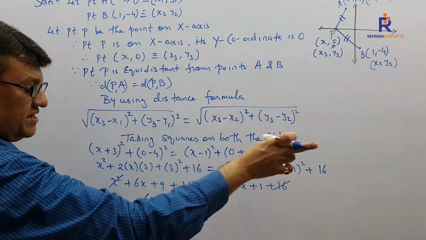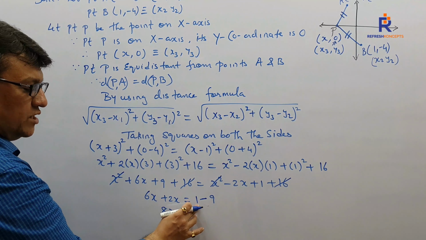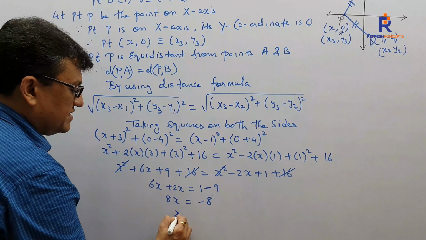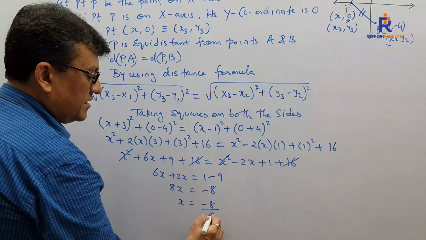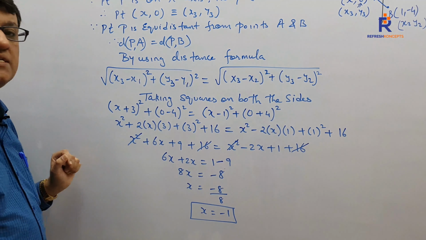Sorry, I'm so sorry. Plus 9, when it goes over there, becomes minus 9. 1 minus 9 is minus 8. x is equal to minus 8 by 8. So x is equal to minus 1.